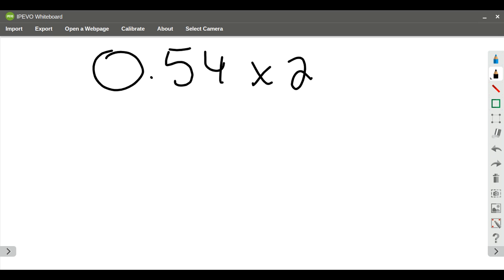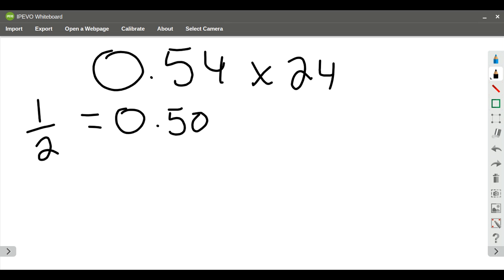Okay, I have 54 hundredths multiplied by 24. So let me point something out here. 54 hundredths is going to be near 0.50 or 0.5. This value right here is a value you need to know. This is equal to 1/2. So I'm going to round this down to 1/2, and I'm going to multiply this by 24.